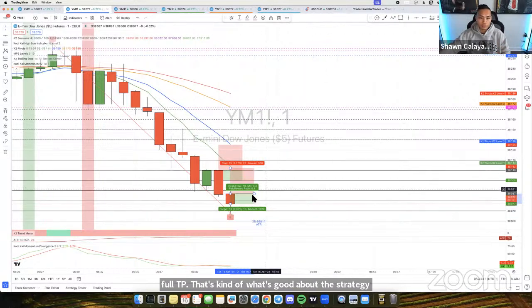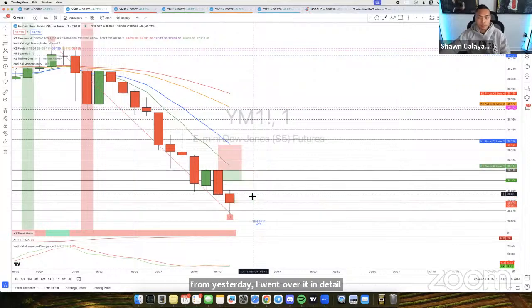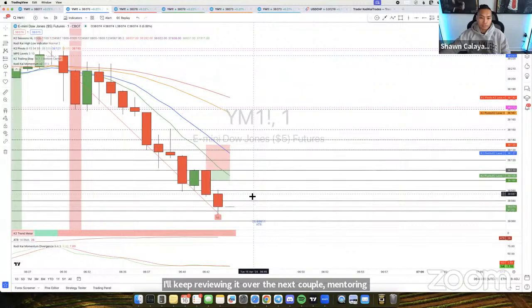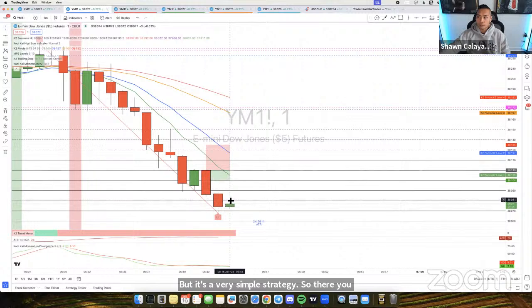So if you guys want to look at this and understand how the strategy is applied, review the mentoring session from yesterday. I went over it in detail. I'll keep reviewing it over the next couple mentoring sessions because I still need to put criteria together for it, but it's a very simple strategy. So there goes another entry that was right there.